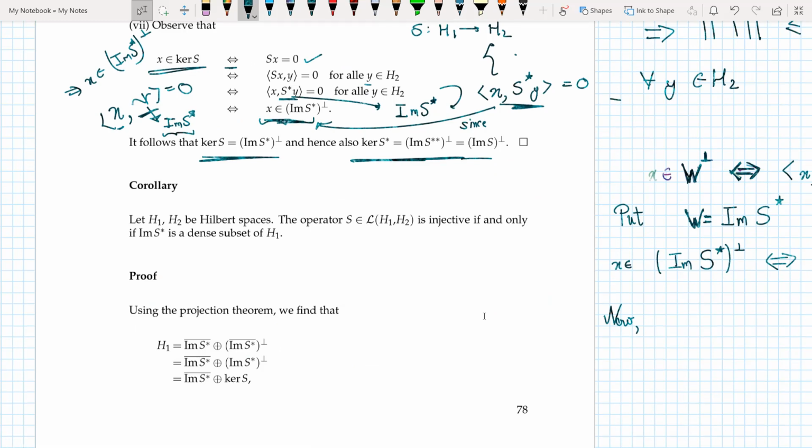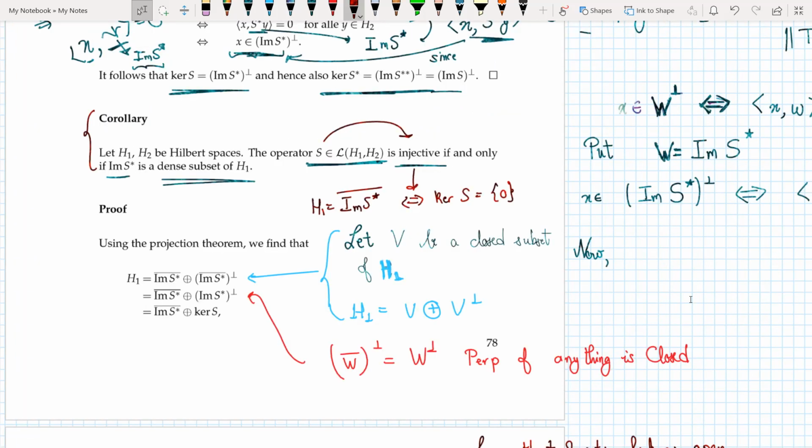Let H1 and H2 be Hilbert spaces. The operator S from H1 to H2 is injective if and only if the image of S star is a dense subset of H1.